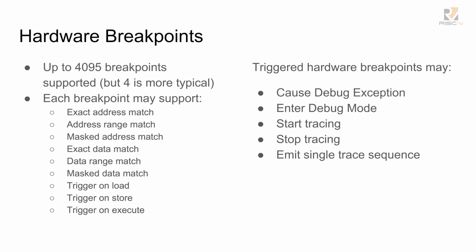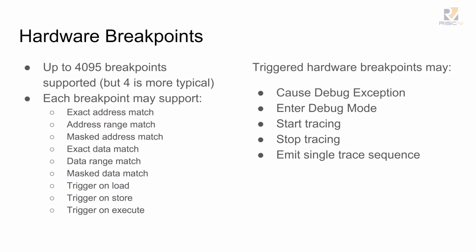So that's how the basic debugging works. There's hardware breakpoints spec'd out. You can have a ridiculously large amount of them. I would imagine that most implementations are going to have 4 or maybe 8. Each hardware breakpoint can support either an exact address match, an address range match, a masked address match. For data, the same options exist, and it can trigger either on loads, stores, or instructions being executed. Every hardware breakpoint can individually implement whatever subset of those features that it wants. So if you just want two simple ones in your system and one complicated one, you can do that.